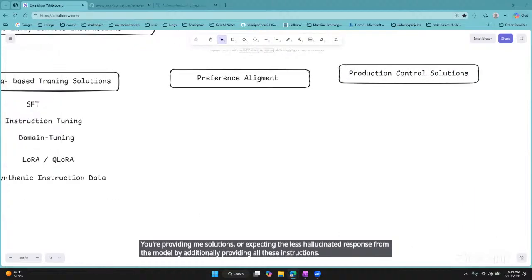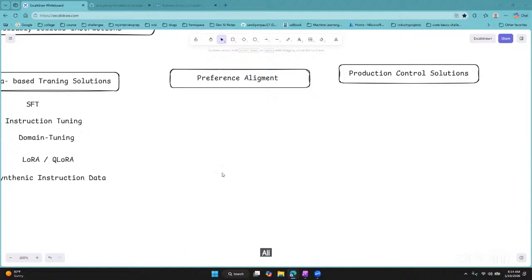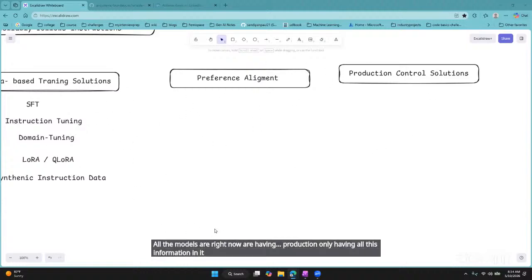Now, the very important thing we are trying to understand: all the models right now have all this information and these concepts in them in production. Now, we are additionally understanding which would help at what time.